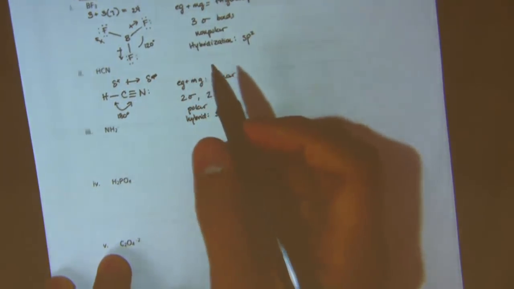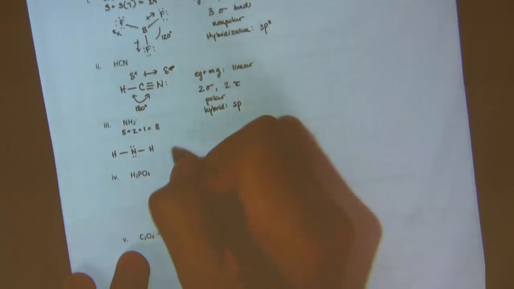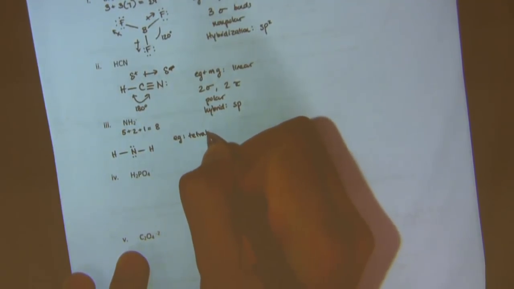So we have H2PO4, NH2 negative, and this particular compound has 5 plus 2 plus 1. So it should have 8 electrons total. For this compound, hydrogens never go in the center, and we would have 2 lone pairs. So in this case, the electron geometry would be tetrahedral, since there's 4 electron groups, but these lone pairs kind of complicate things.